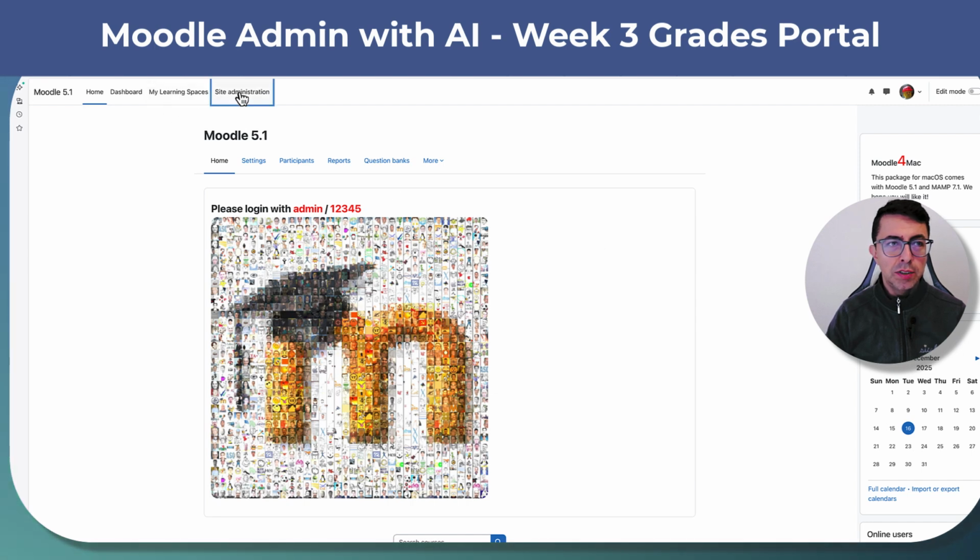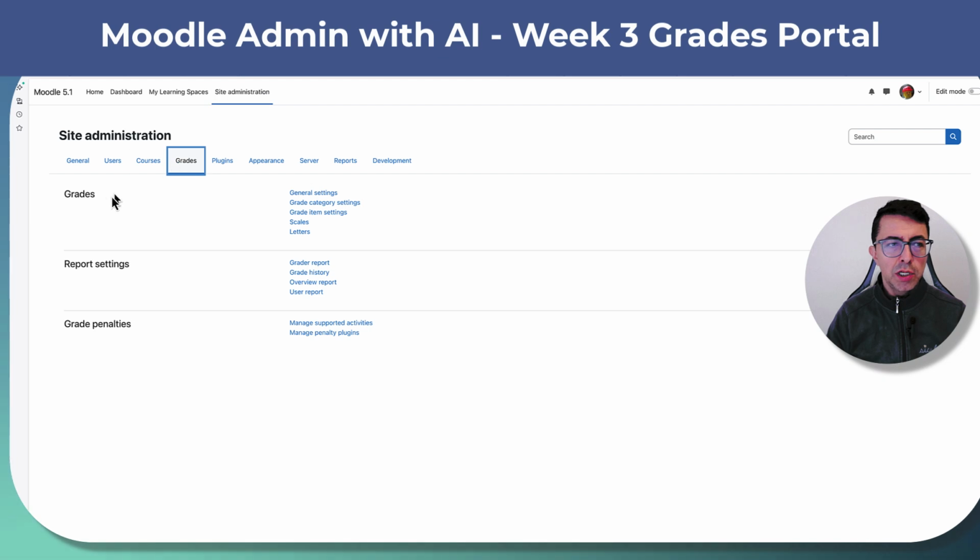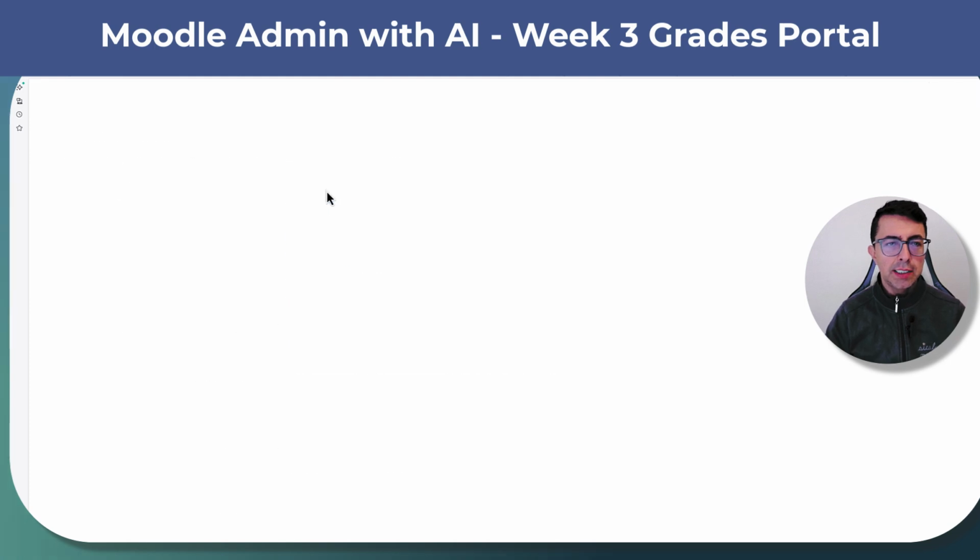So I'm going to go to Site Administration, then Grades, and then we're going to look at grades, report settings, and grade penalties. Under grades, we have general settings, grade category settings, grade item settings, scales, and letters. But let's start with general settings.